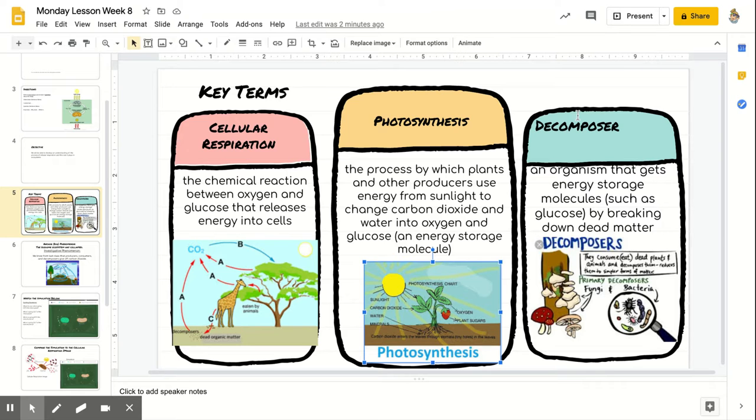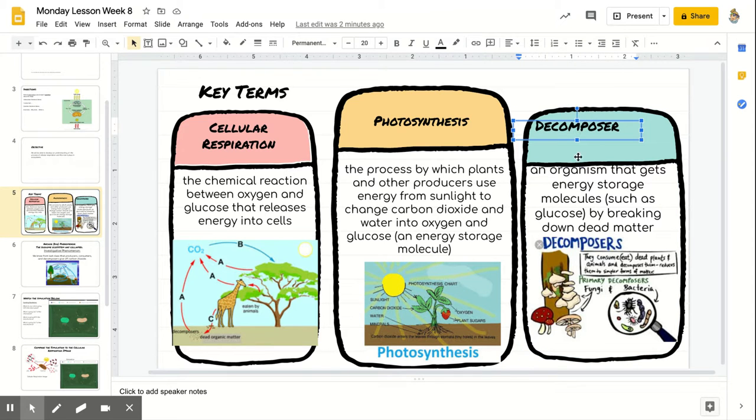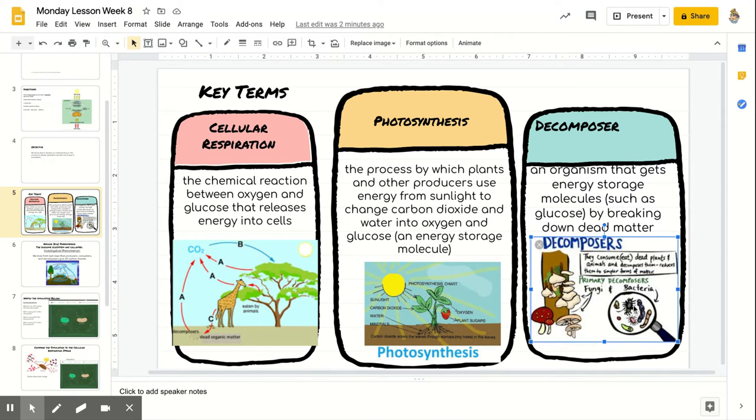Then we have our decomposer here, which is an organism that gets energy storage molecules like glucose, remember, by breaking down dead matter. So they're the ones that break down all this dead matter and get energy and give off energy. And here we have examples like fungi and bacteria, which are some examples of decomposers.